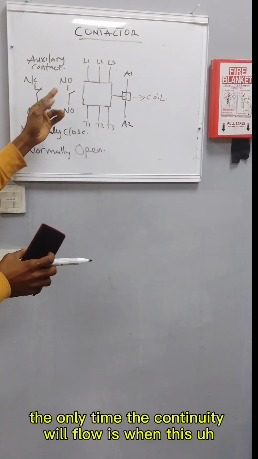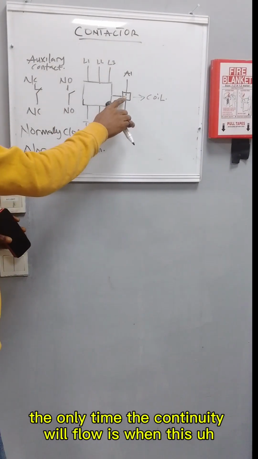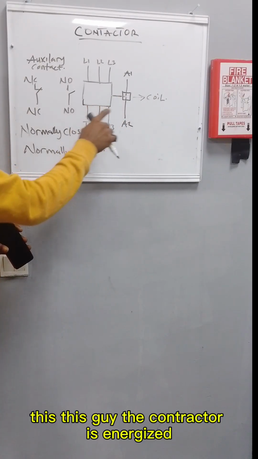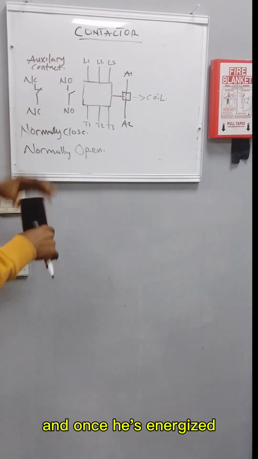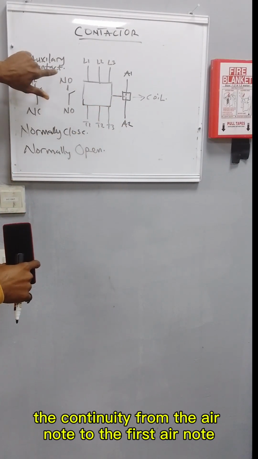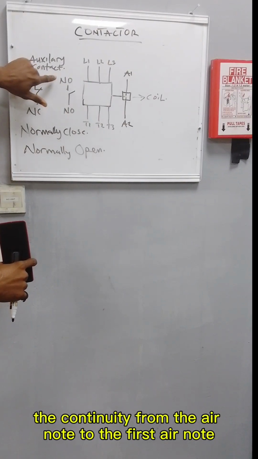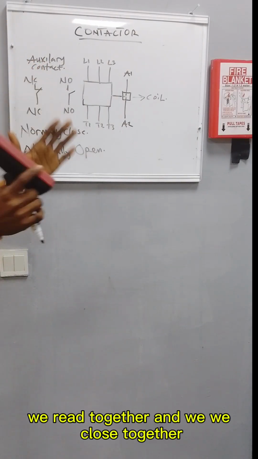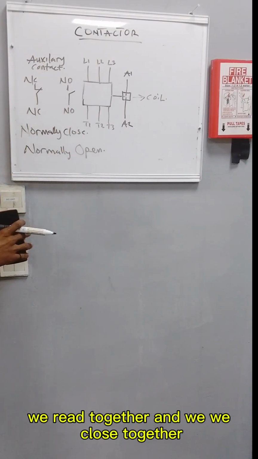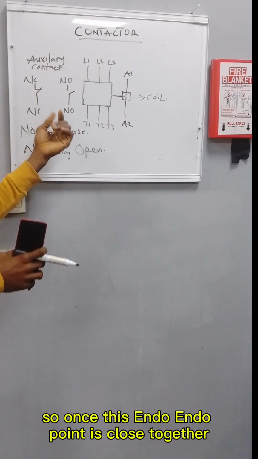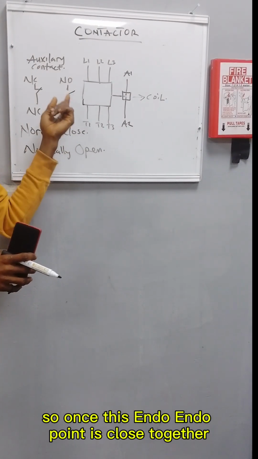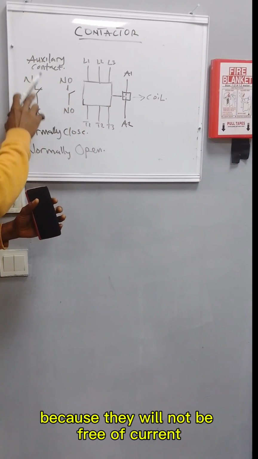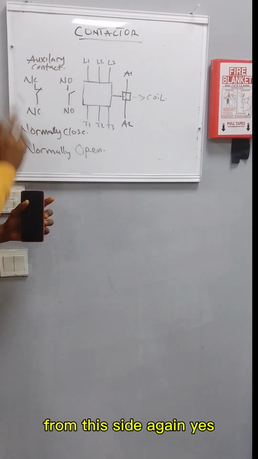The only time the continuity will flow is when the contactor is energized. Once it's energized, the continuity from the first NO point to the second NO point will read together and close together. Once this NO point is closed together, this one will automatically open because there will not be flow of current from this side again.